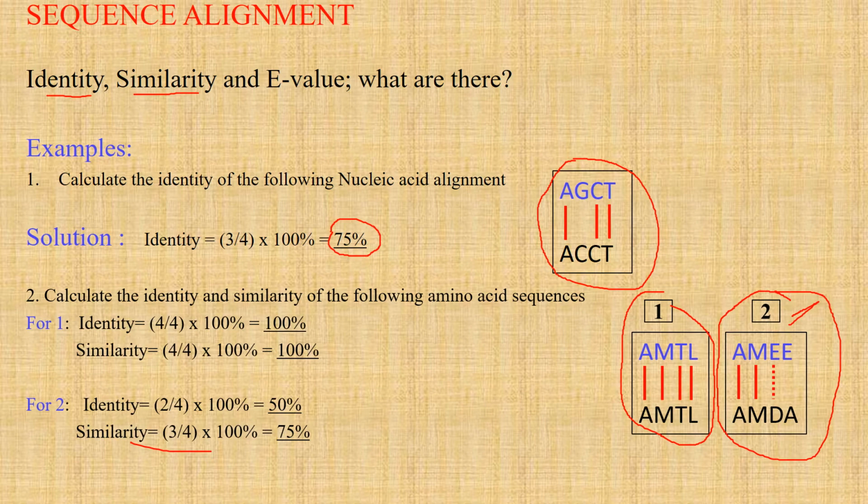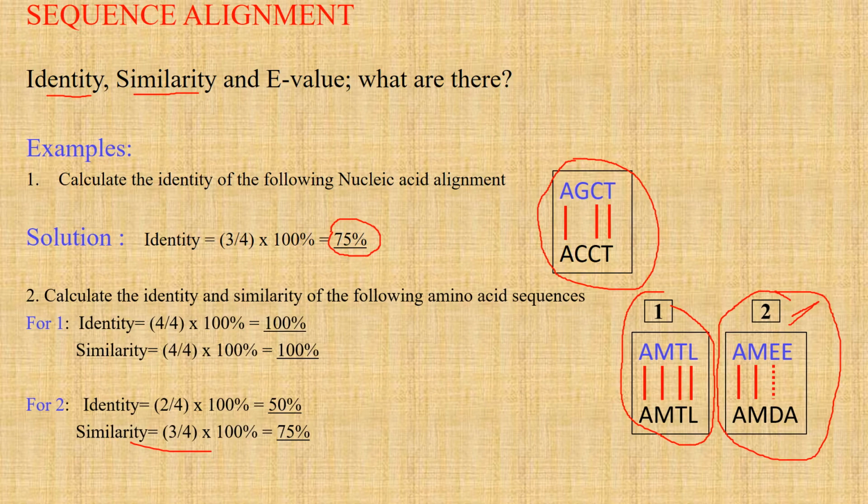Okay, so E is similar to D, but E is not similar to A, because this has a polar side chain, while this alanine has a non-polar side chain. So for similarity, this is A M E, which is 1, 2, 3 over 4. So it's 3 over 4 times 100, which gives us 75%. So we see the difference.